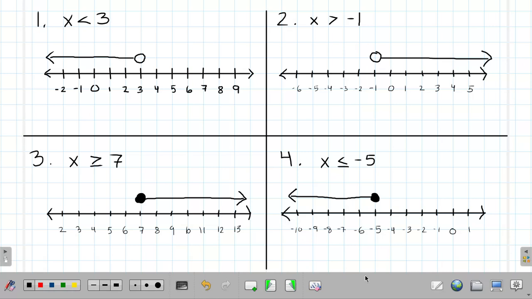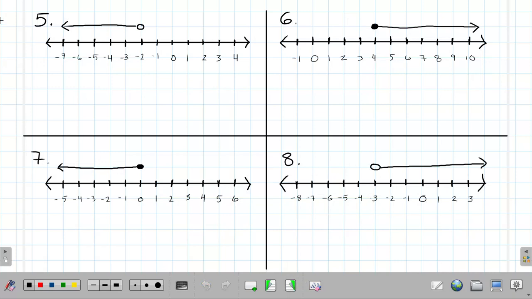Now, the next set of examples is going to kind of work in reverse. You're going to be given a graph, so you're going to look at the graph and based on what the graph is, tell what it's saying about the inequality, what inequality we have.